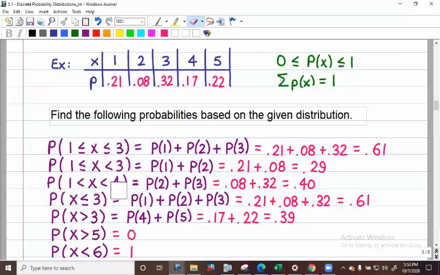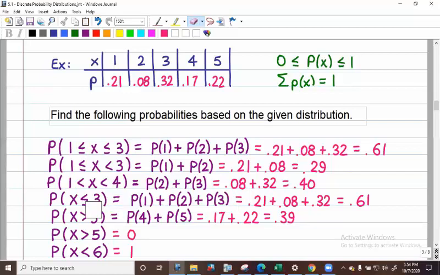How about this one? 1 and 4 with no equal at either end. I would just include 2 and 3. Without the little equal thing below it, it doesn't want 1, it doesn't want 4, it just wants 2 and 3. So you add up those 2, 0.08 plus 0.32, and you get 0.4.